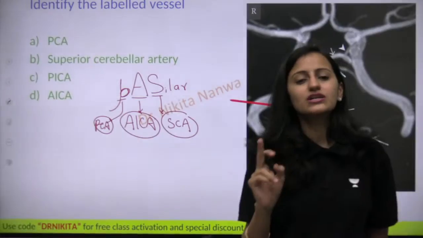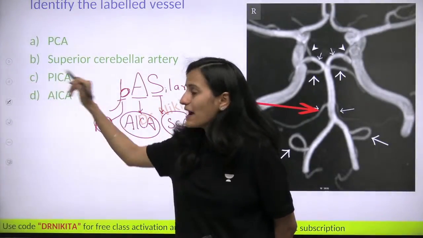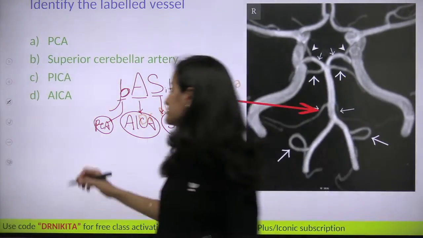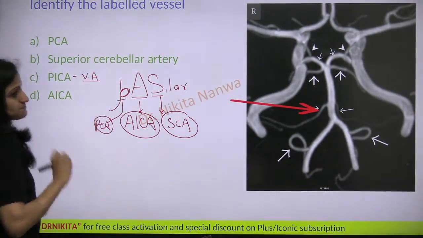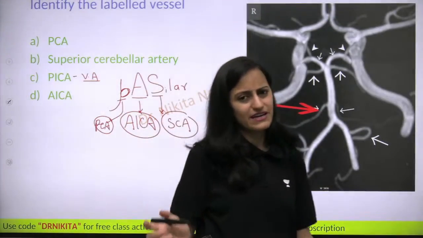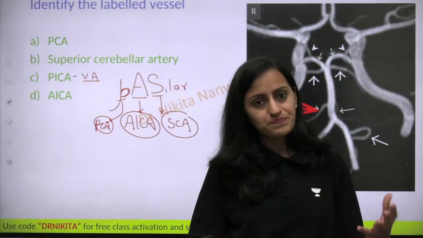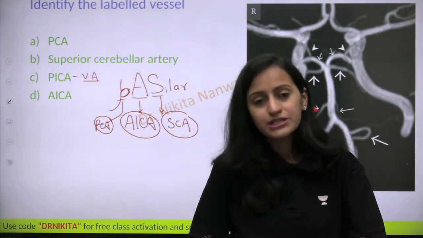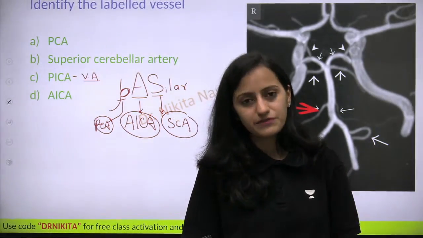PICA is not a branch of basilar artery. Okay, so remember, out of all of these, PICA is not a branch of basilar. PICA is a branch of vertebral artery. Easy to remember. In today's KBMD also we saw lateral medullary syndrome, right? It is your occlusion of vertebral artery or its branch PICA. So PICA is a branch of vertebral.